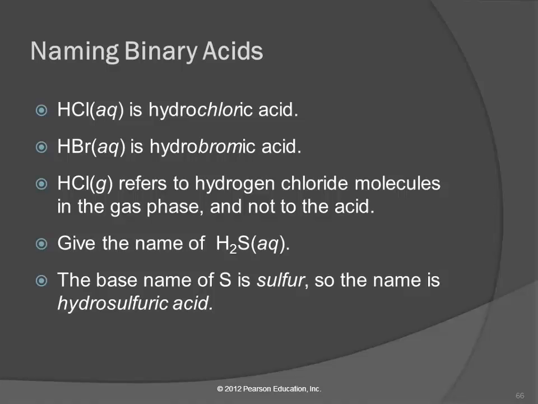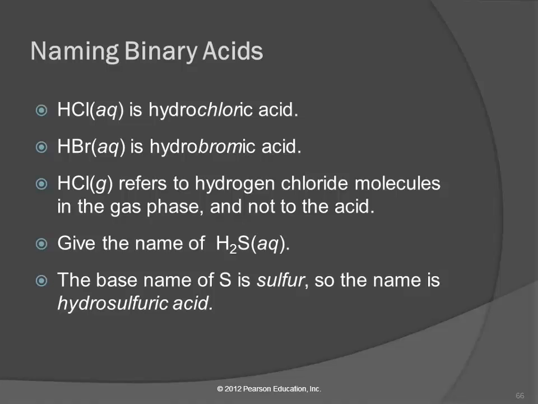So here's some examples. HCl, this is a binary acid. We've got hydrogen and we've got chlorine. So we put the prefix hydro, and chlorine becomes chloric, and so this is hydrochloric acid. Now some of these acids have other names as well. If you have a swimming pool, you may have purchased muriatic acid at the swimming pool supply store. That's the same thing, it's HCl, it's hydrochloric acid.